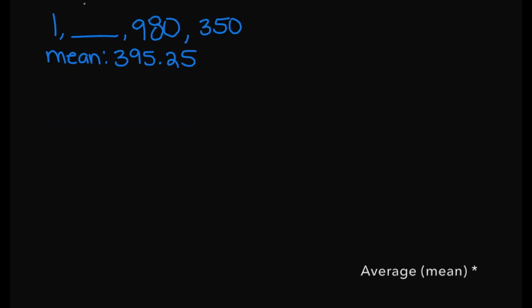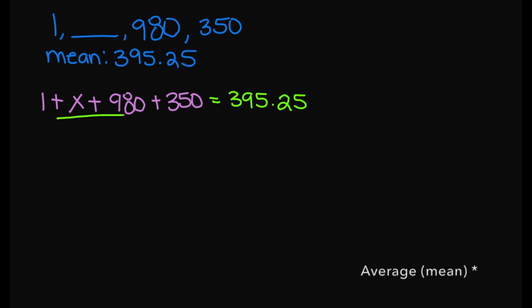Let's look at this example. 1, 980, 350, and I have a missing value here that we need to find. And my mean is 395.25. So we're going to add 1 plus x to stand for my missing value plus 980 plus 350. This is going to be equal to my average of 395.25. And all of this on my left side, my data set, will be divided by the number of items I have, which is 4.